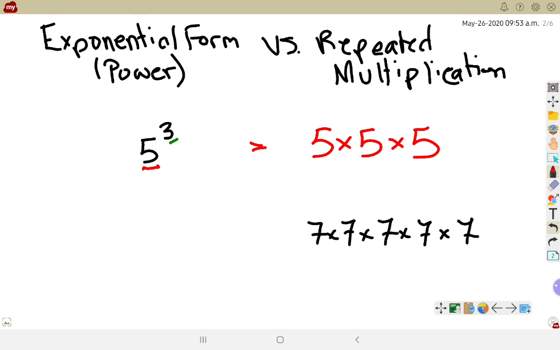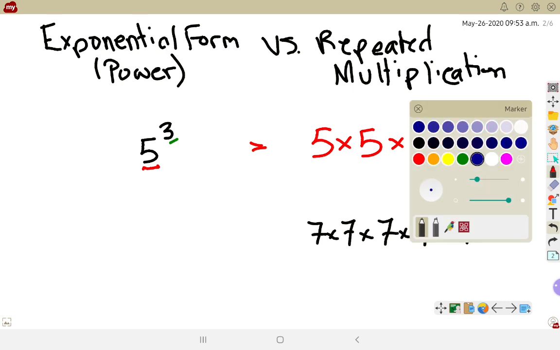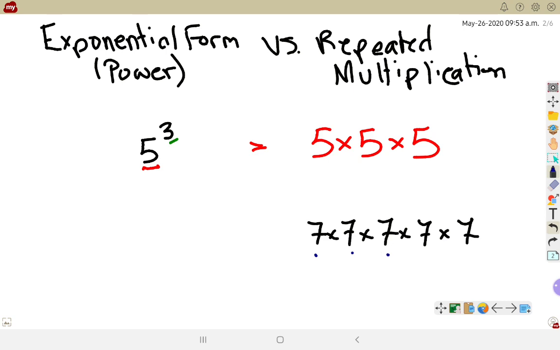If I look at this other repeated multiplication down here, I've got 7 times 7 times 7 times 7 times 7. So the number that is being multiplied by itself over and over is 7. And there are 5 of those 7s. So in its exponential form, or written as a power, we would say 7 with an exponent of 5.